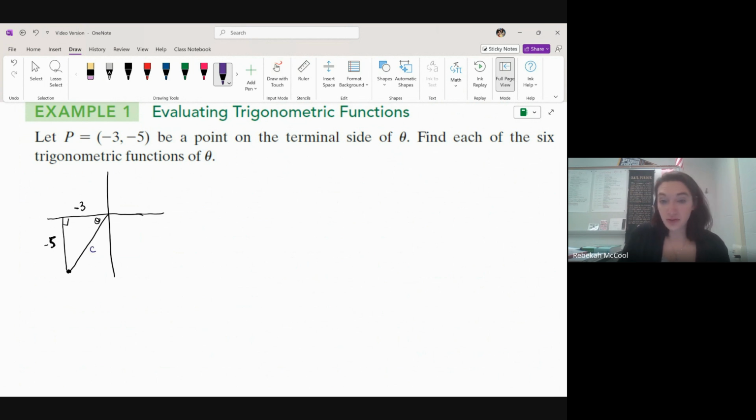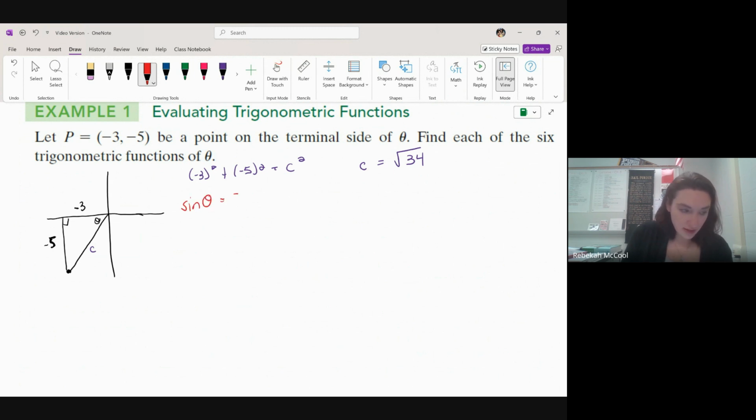Since that's the hypotenuse, we can go ahead and call it c. We'll take our a, doesn't really matter which, squared plus our b squared is equal to c squared. And you'll find that c ends up being the square root of 34. So, a rather yucky radius. All right, so let's find sine. Sine of our angle is opposite, -5, over hypotenuse, square root of 34. If you do rationalize the denominator, you just end up with this.